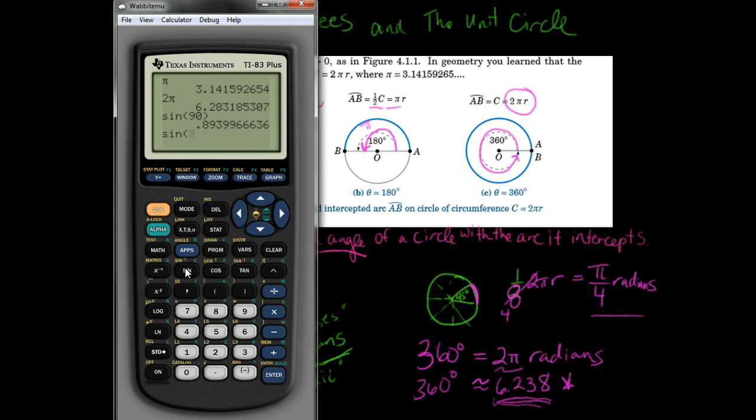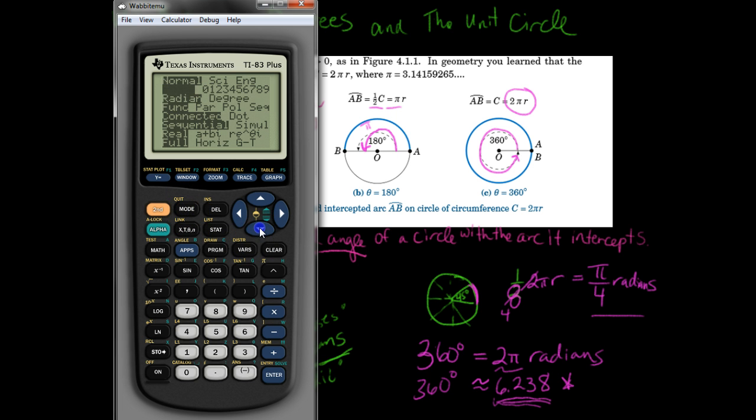Do you remember what 90 degrees is in terms of radians? That is pi over 2. So here we go. Pi divided by 2 is equal to 1. And that is the correct answer.